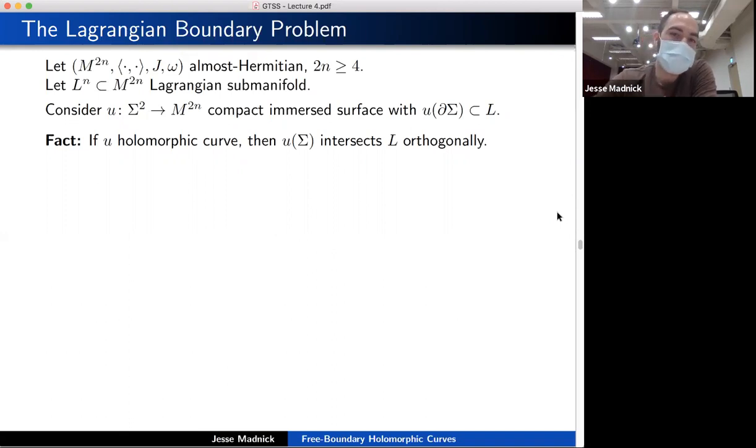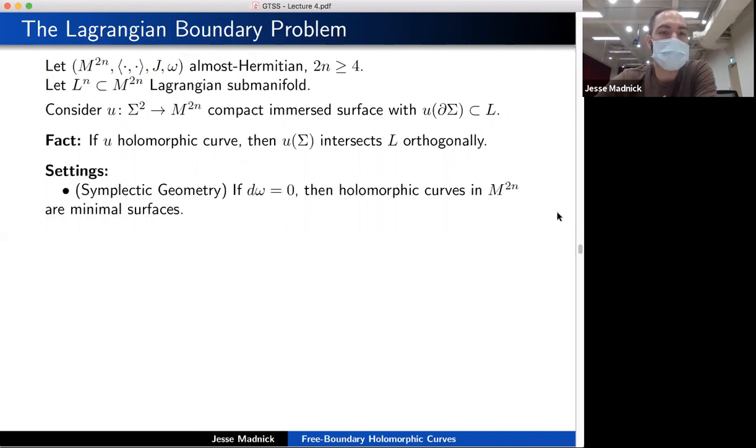Do you get the minimal part? Do you get the other half of the definition? That depends on the context you're in. That depends on the nature of J and omega as to whether your holomorphic curves are minimal surfaces.